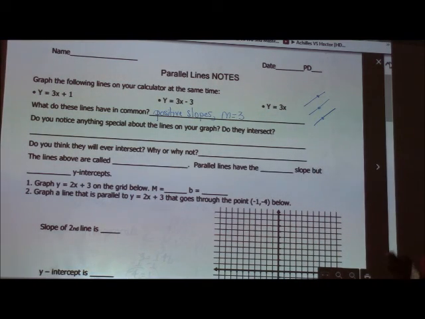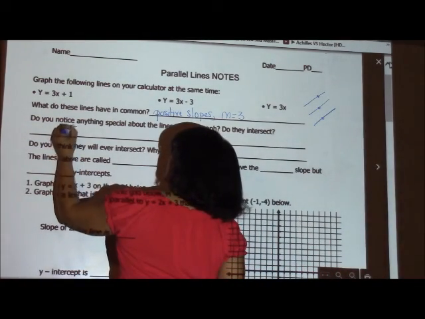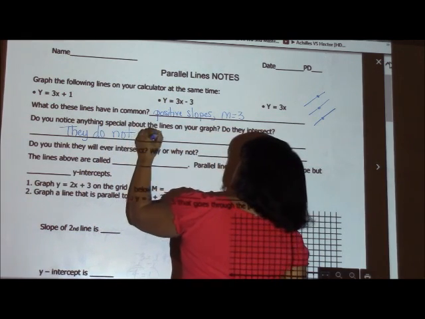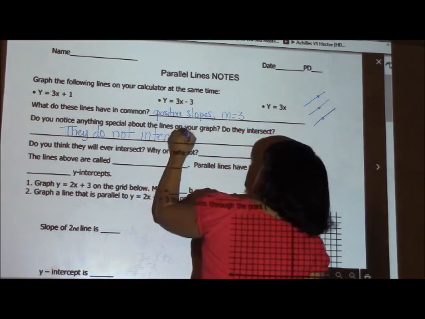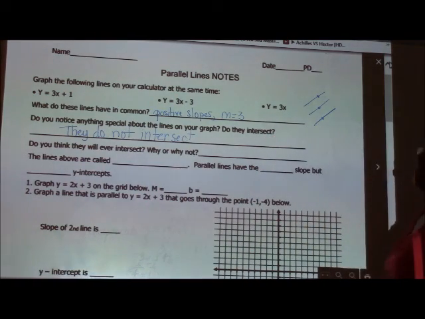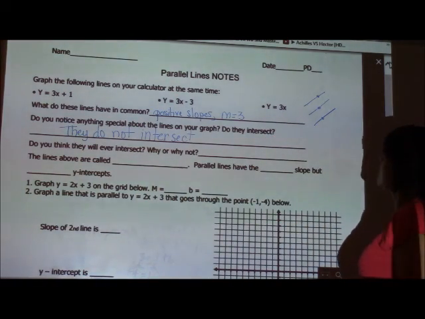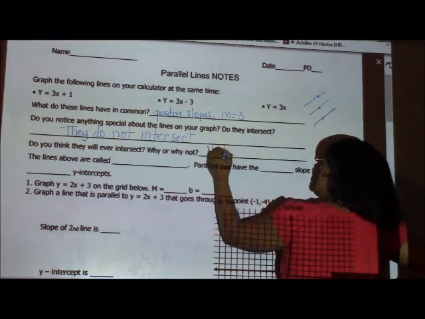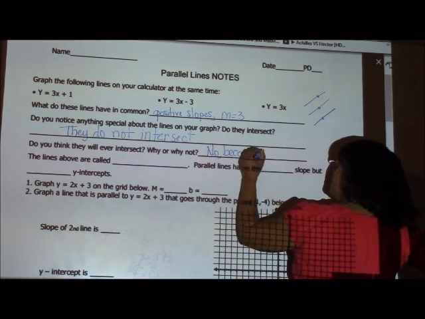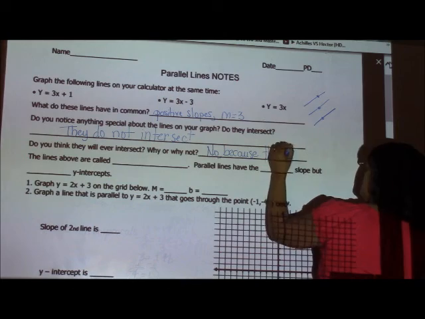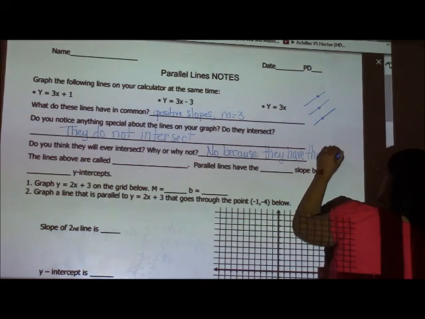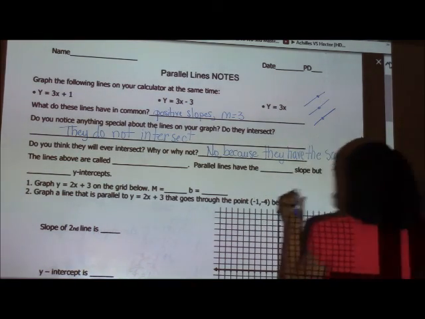Do you notice anything special about the lines on your graph? Do they intersect? The lines do not intersect. Do you think they will ever intersect? Why or why not? No, right? Because, why not? They have the same slope. Good. They have the same slope.